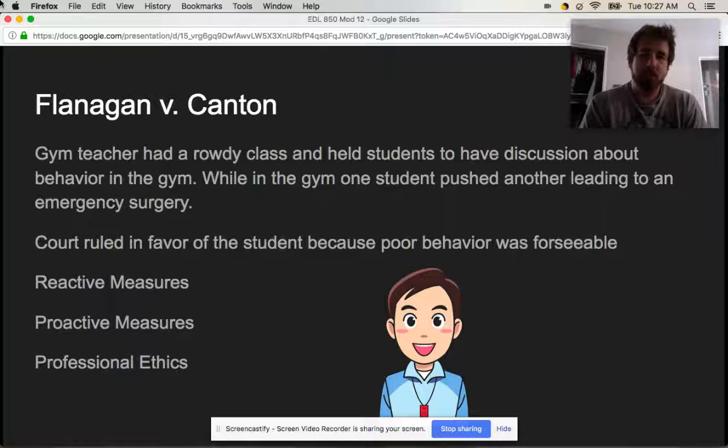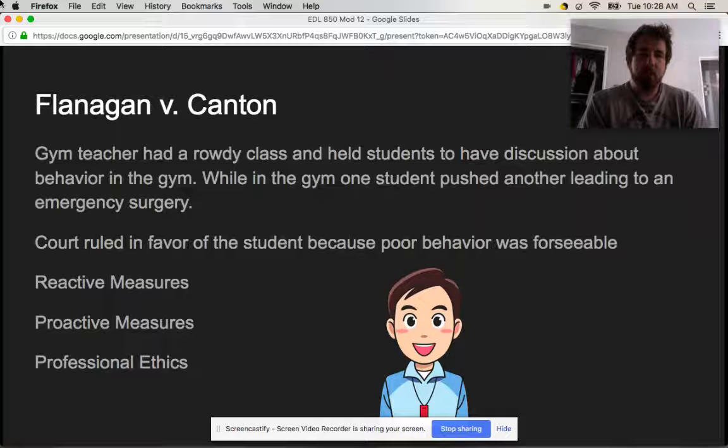The court ruled in favor of the student because the poor behavior was foreseeable, meaning the students were already acting poorly. The teacher should have known that there might have been more bad behavior. As far as reactive measures, again, I'm sure this teacher probably gets put on a contract of some sort, or is being monitored. There might be instituted policies that there must always be somebody in the locker room when students are in there. And then proactive measures.